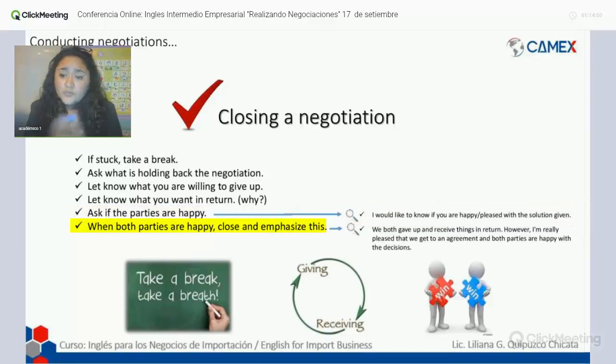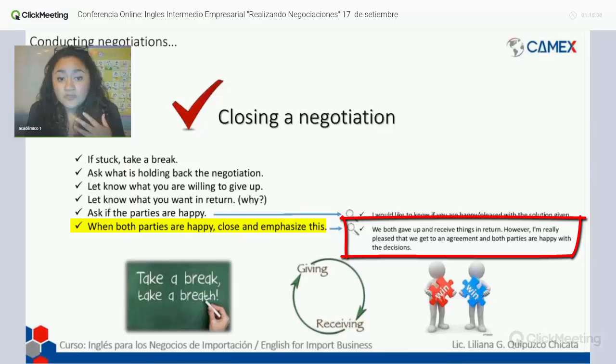And finally, if both parties are happy with the solutions that were given, you are allowed to close and emphasize that you are happy. You can, for example, say we both gave up and received things in return. However, I am really pleased that we have come to an agreement, that both parties are really happy with the decisions, and I hope that we continue to make this business relationship strong for the future. So they know that maybe they feel a little sad because they gave up something, but you are also saying that you gave up, so it was a win-win, right? So it is okay to say this.